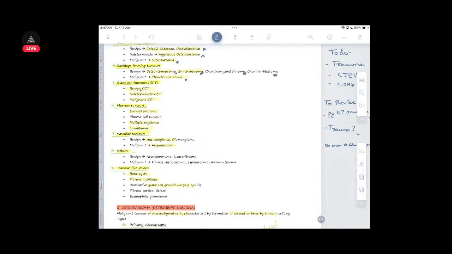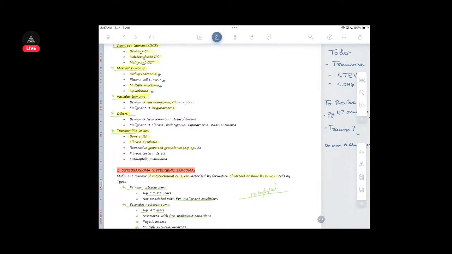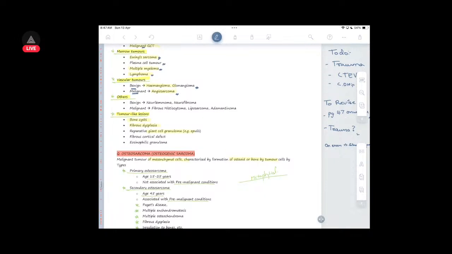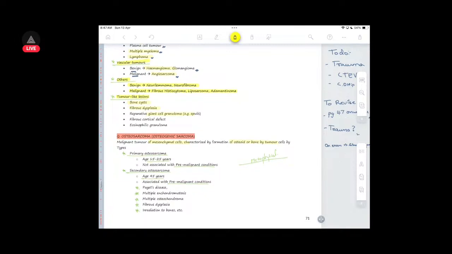Osteosarcoma is very much malignant. Then giant cell tumor, you have benign, indeterminate, and malignant. Marrow tumors, you have Ewing sarcoma, plasma cell tumor, multiple myeloma, and lymphoma. You can remember it. Vascular tumors, you have benign and malignant. In benign, you have hemangioma and glomangioma. In malignant, angiosarcoma is always malignant. Hemangioma is not malignant. Glomangioma is also not malignant. However, angiosarcoma is always malignant. Others: in benign you have neurilemmoma and neurofibroma, and in malignant fibrous histiocytoma, liposarcoma and adamantinoma can be seen.